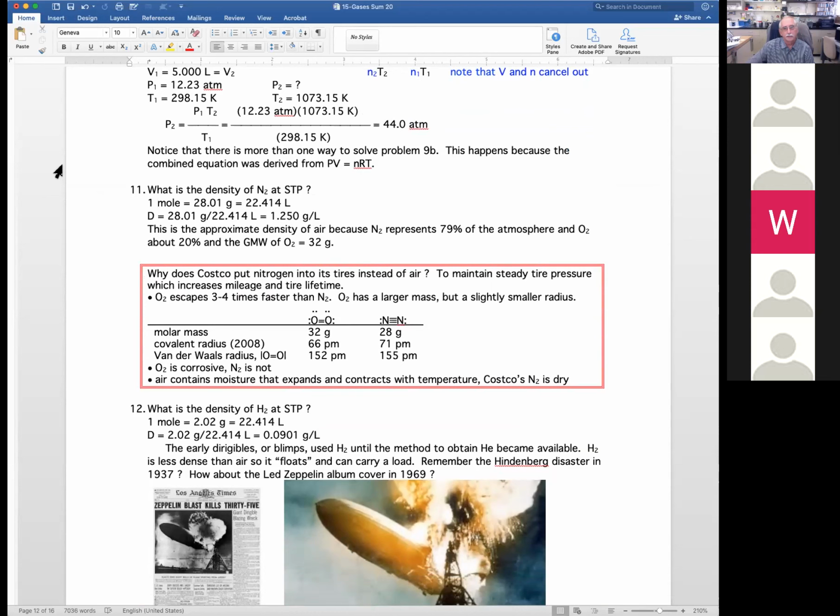So here is a calculation for the density at STP. So for nitrogen, 1 mole of N2 is about 28 grams. That's the gram molecular weight, the molar mass. And at STP, it's going to be 22.4 liters. So the density is simply mass over volume. And that is the approximate density of air, because nitrogen is about 79% of the air. Oxygen's about most of the rest, and oxygen has a similar molar mass.